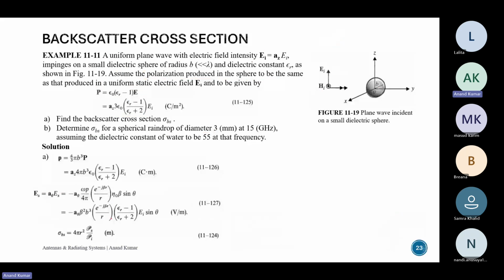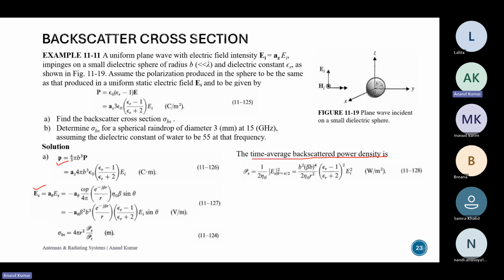Now using this, from the dipole moment, we got the electric field. Now once we have the electric field, we can calculate the time average backscattered power density to be 1 upon 2 eta naught times this electric field expression. Now we substitute this electric field over here, at theta equals pi by 2. So we are choosing one of the directions. So this is the average, right?